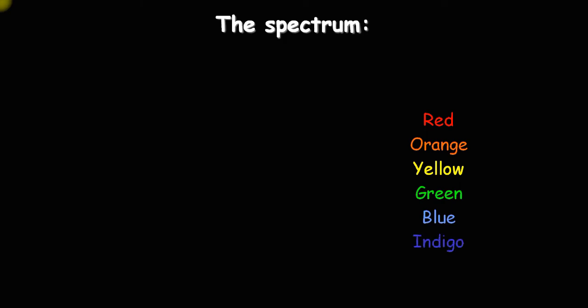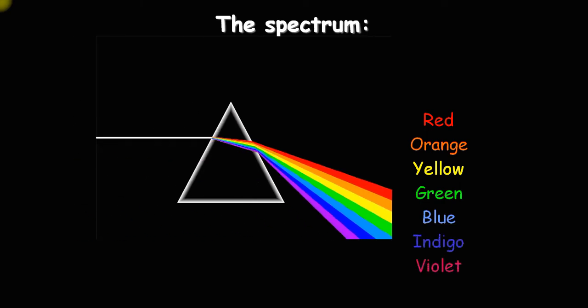Okay, now the spectrum. If you have the prism here, and then the source of white light, the prism will be able to separate the different colors of white light into these colors: red, orange, yellow, green, blue, indigo, violet. Okay, so you can easily remember this using Roy G. Biv, taking the initials: ROYGBIV.